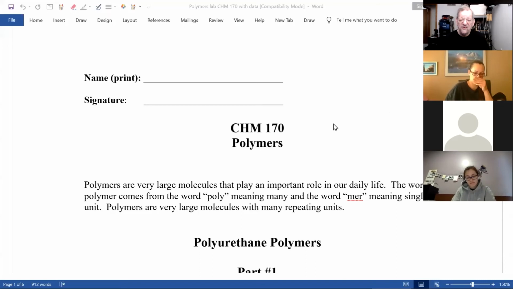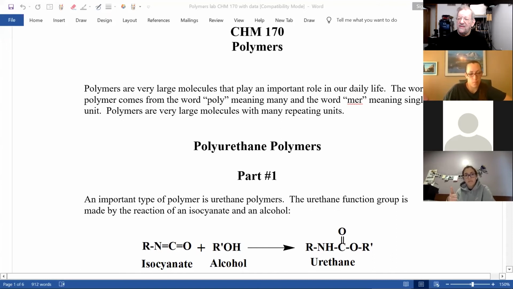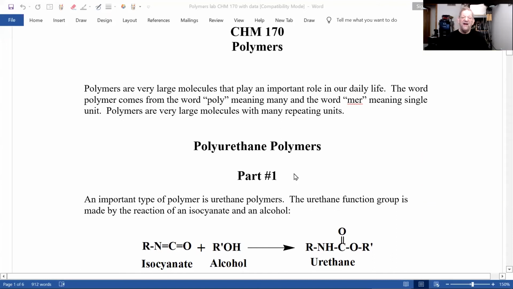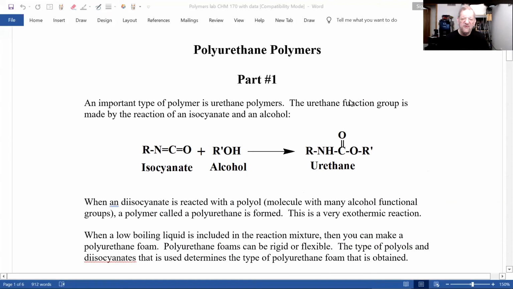All right, everybody see the lab, polymers, Chem 170? I assume you can. Now, polymers are macromolecules that come from monomers that are hooked together like boxcars. Now, there are different types of polymers. One is polyurethane, and in a polyurethane polymer these are functional groups that I didn't teach you in the classroom. This is called an isocyanate.